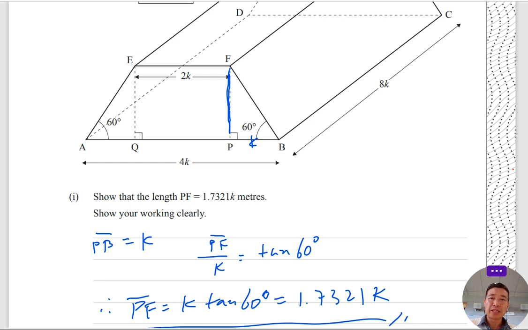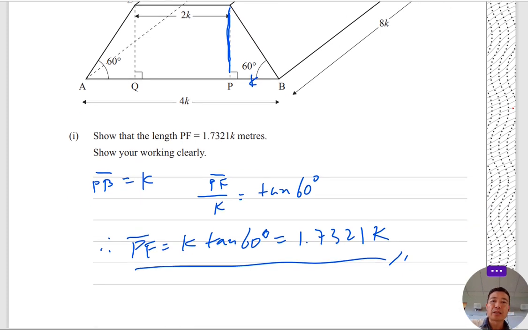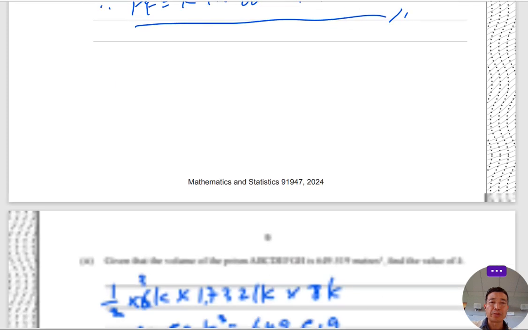Because PB is K, why? Because AB is 4K, take away 2K, and because it's symmetrical, therefore PB must be K, right? So how would you express PF in terms of K? Because PF over K must be tangent 60, hence PF is K tangent 60. So tangent 60 is about 1.7321 times K. So that's how you prove it.